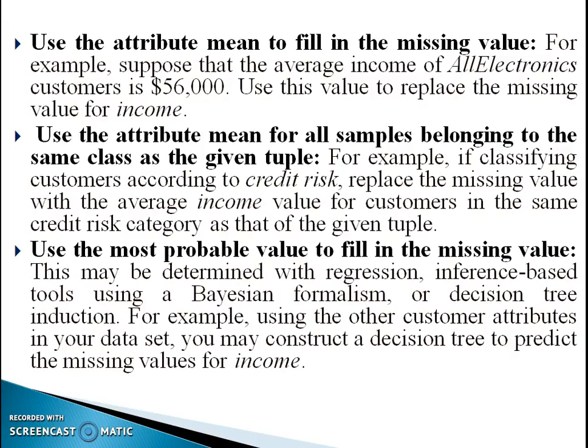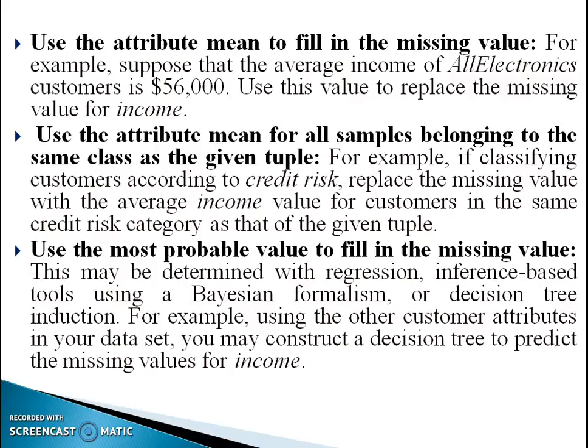Next, use the attribute mean to fill in the missing value. For example, suppose that the average income of all electronics customers is $56,000. Use this value to replace the missing value for income. It means if somewhere the salary of the person is not given, then we can put the salary of the customer as $56,000.